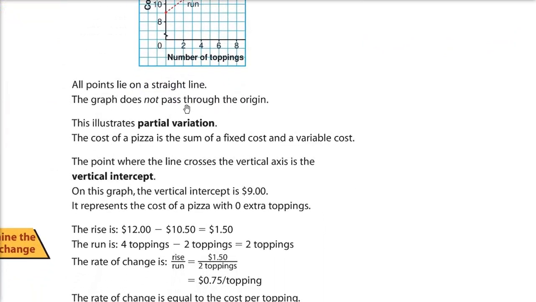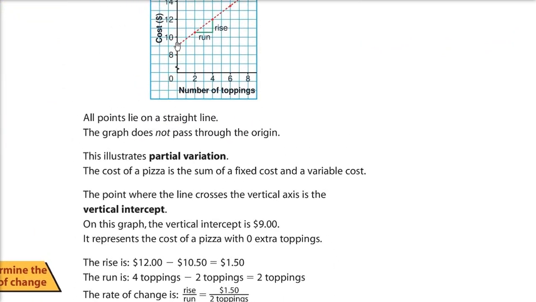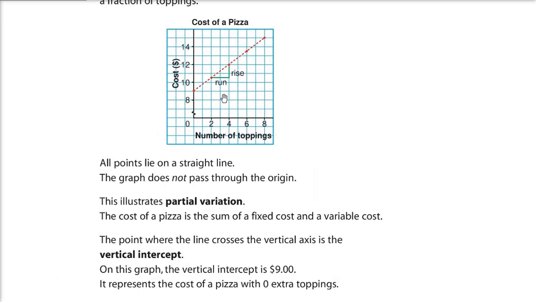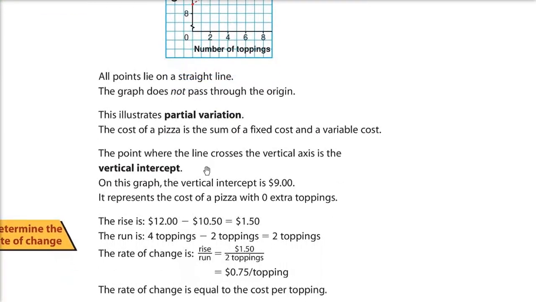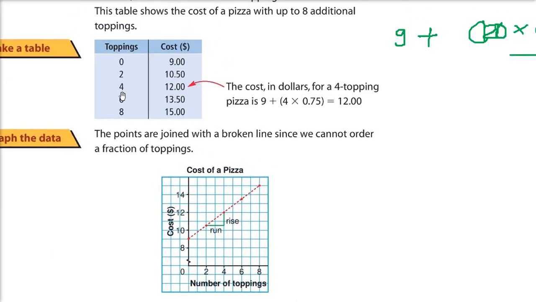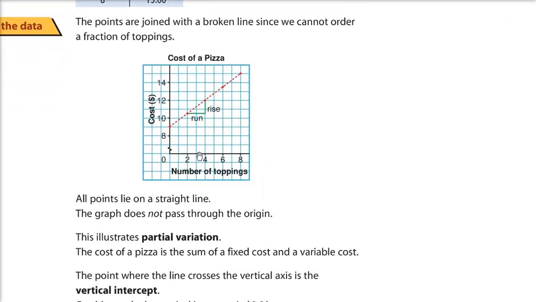The point where the line crosses the vertical axis is the vertical intercept. Here the vertical intercept should be 9, and it is 9 actually. So it represents the cost of pizza with 0 toppings. If you want to find out the rate of change, or rise and run, take any 2 points. So we are taking the points 4 and 12, and the point 2 and 10.50.